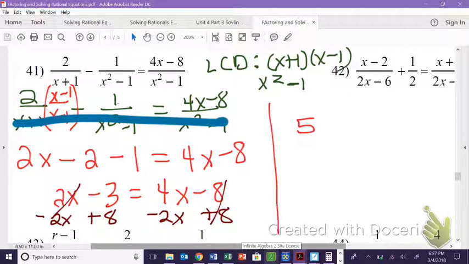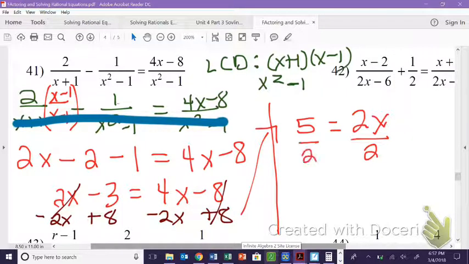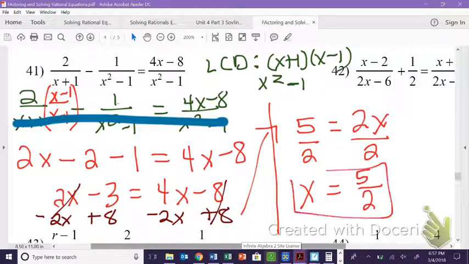5 equals 2x. Divide both sides by 2. X is equal to 5/2. What's my original domain restriction? My original domain restriction: x cannot equal plus or minus 1. So is that greater than 1? Yep. We're good to go.